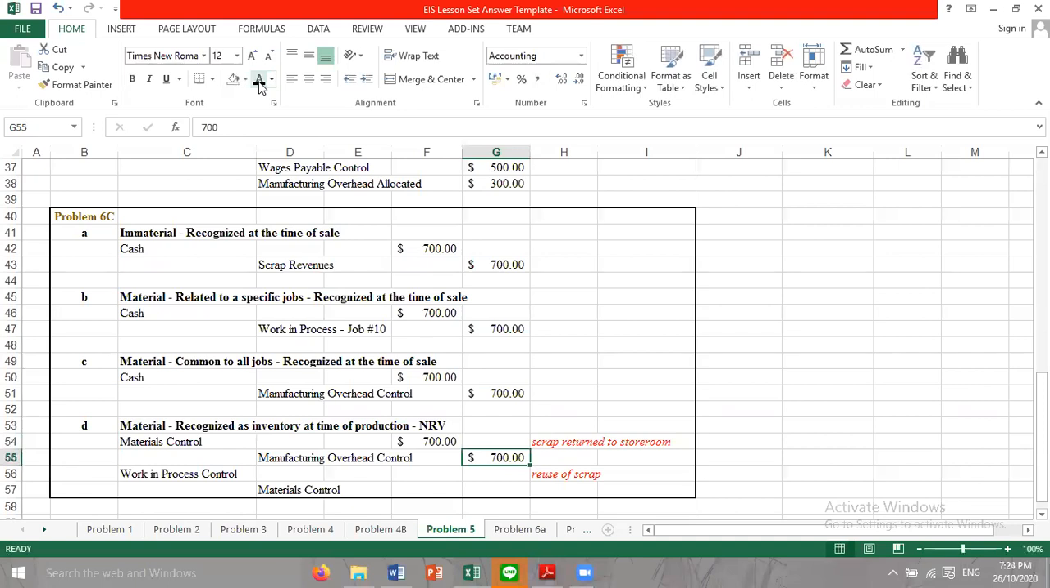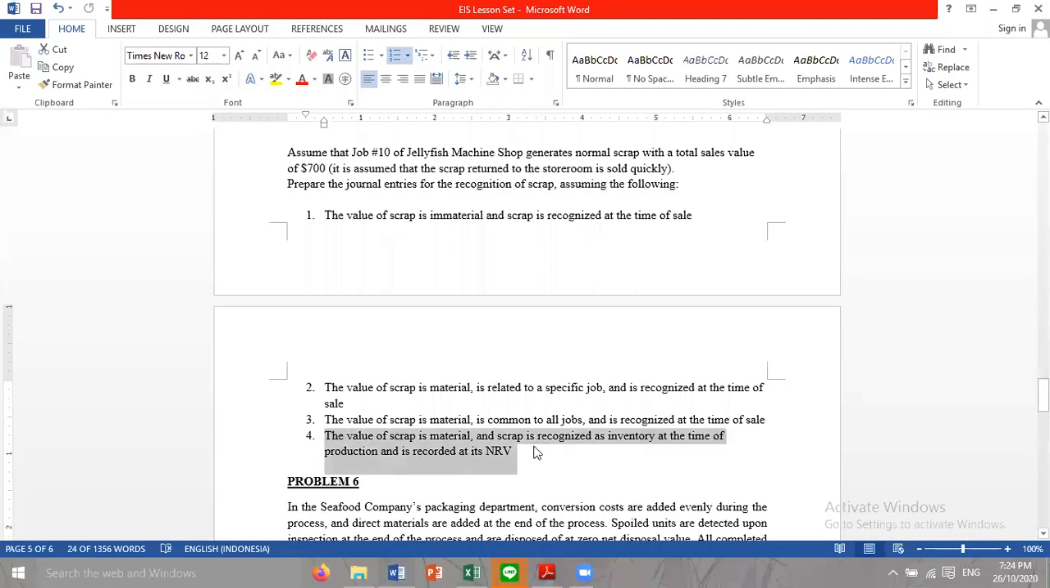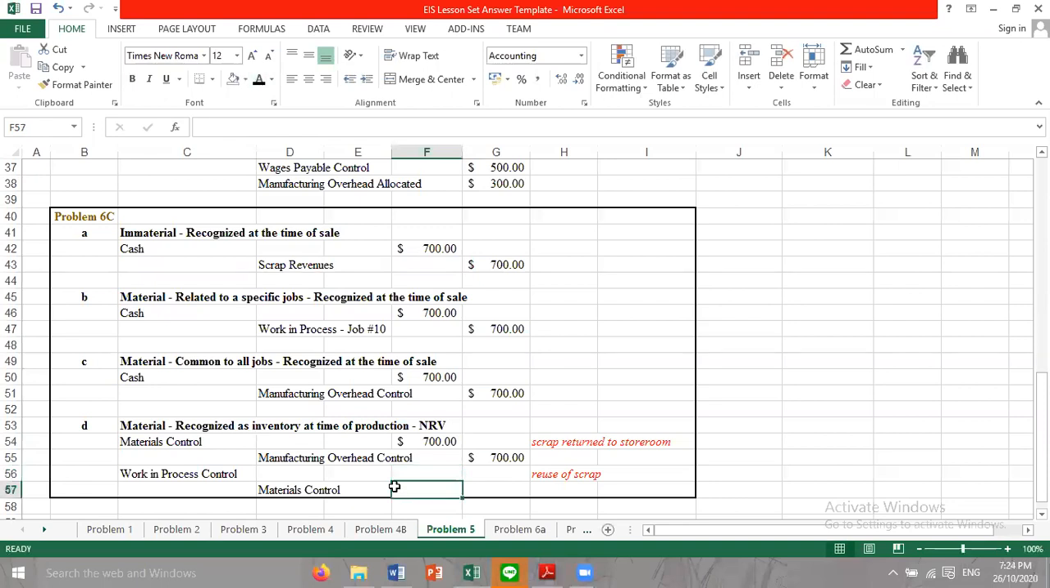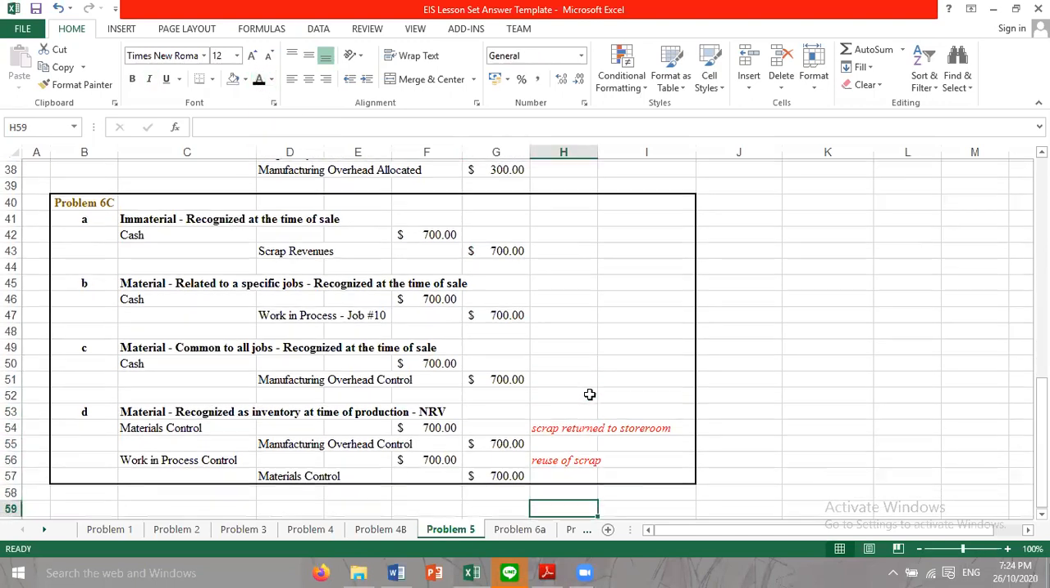Okay, then the next one is when it's reused. This is reused. Scrap is recognized. Okay, it's actually not mentioned, so this is practically optional. But if we reuse the scrap, we need to make a journal entry: debit work in process control as much as the same amount of the one we credit, and we credit materials control, $700. Okay, that's practically for problem 6C.